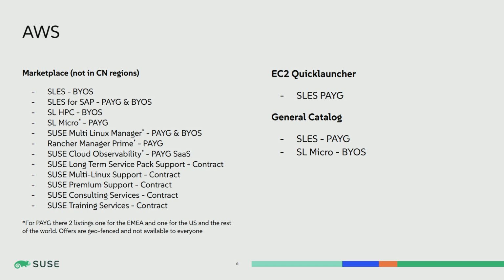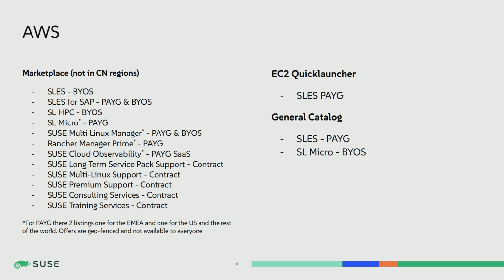Yeah, so then there's a Rancher Prime listing, which is on the marketplace. This is a pay-as-you-go. And then there's SUSE Cloud Observability, that's SaaS. There is the long-term service pack support. That's a contract. So that's one of those call me listings. And how LTSS works, we'll talk about that in more detail later. Then there is, again, multi-Linux support, which is a contract, premium support, contract, and so on.